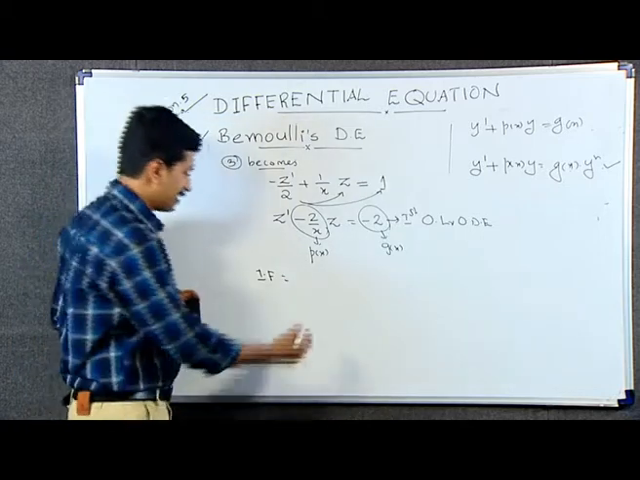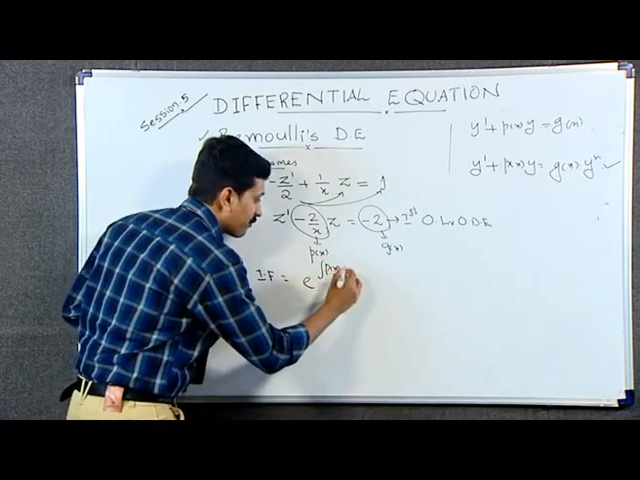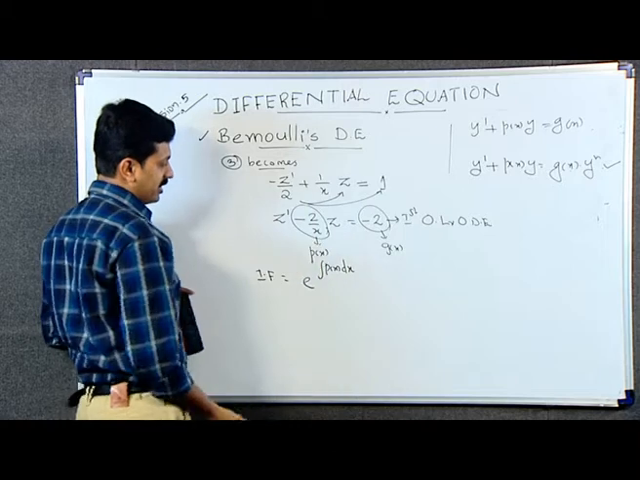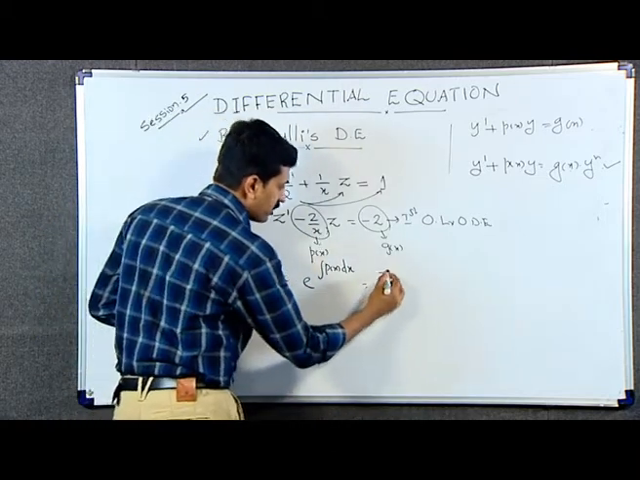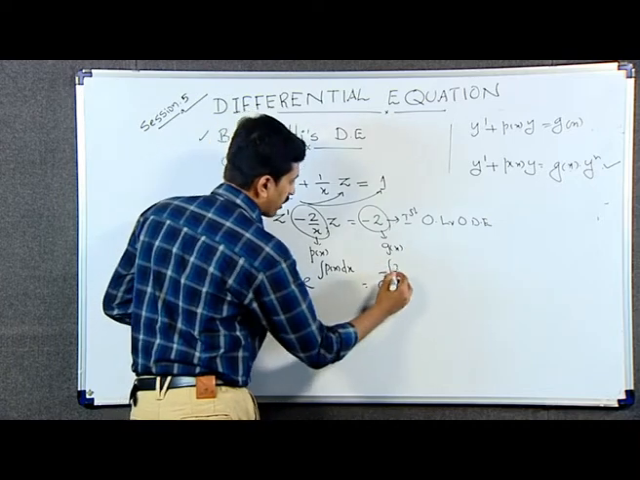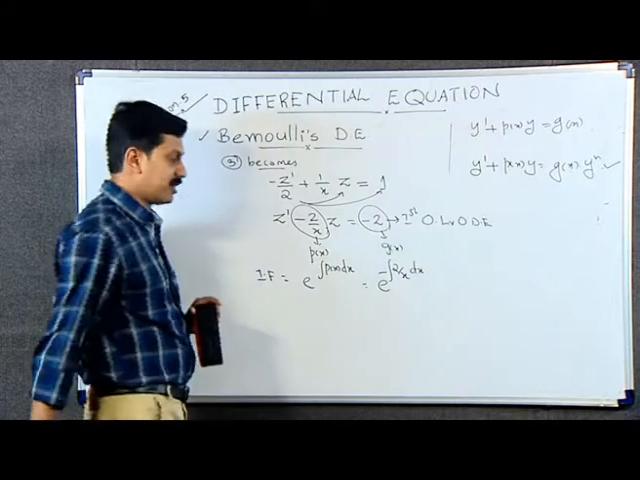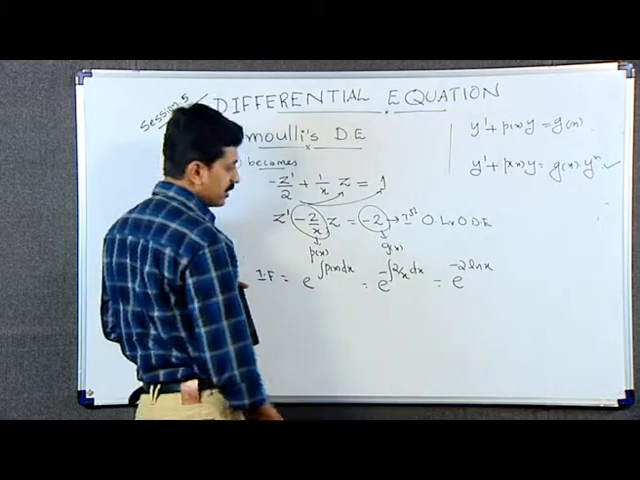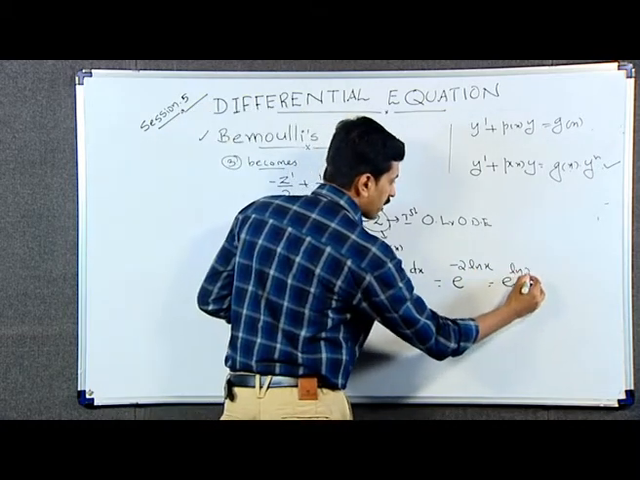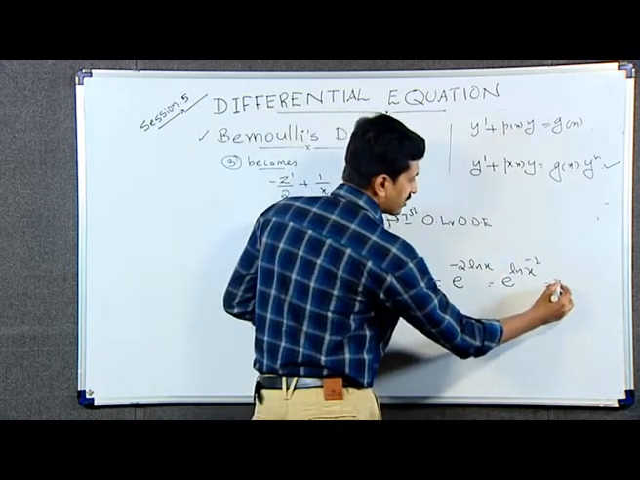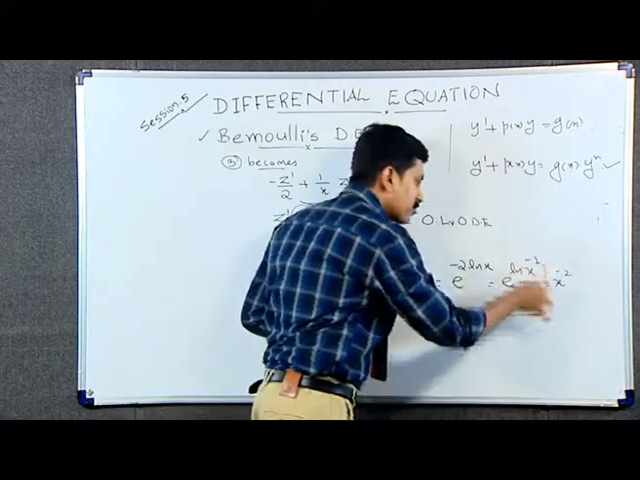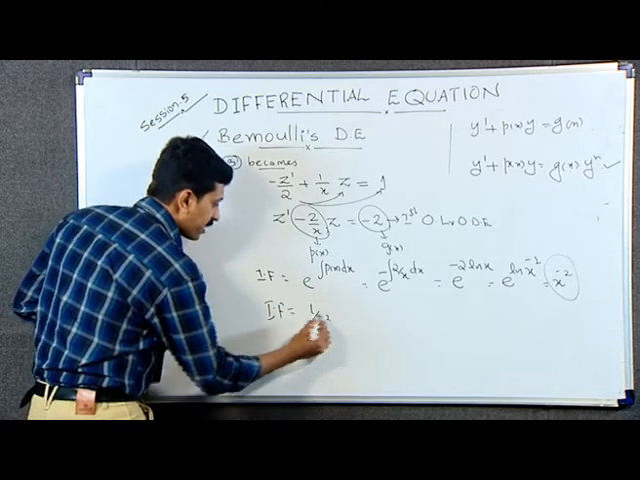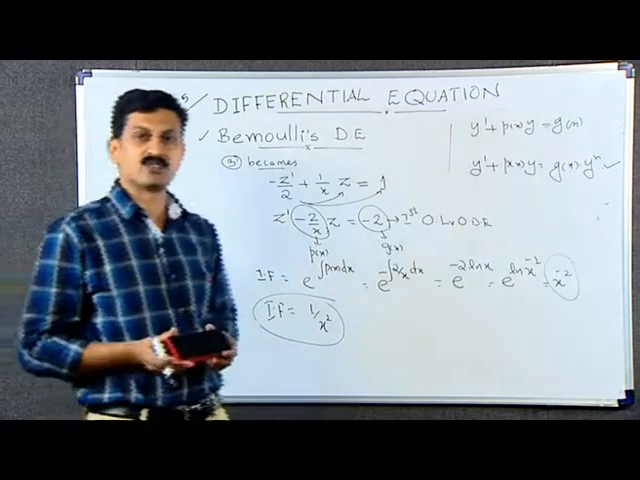This is equal to e raised to integral of p of x dx. What about p of x? P of x is the minus 2 by x. Therefore, this is equal to e raised to integral of minus 2 by x dx. That is equal to e raised to minus 2 log x, which is equal to e raised to log x raised to minus 2, which is equal to x raised to minus 2. Now, x raised to minus 2 is the integrating factor, that is, the integrating factor is equal to 1 by x square.